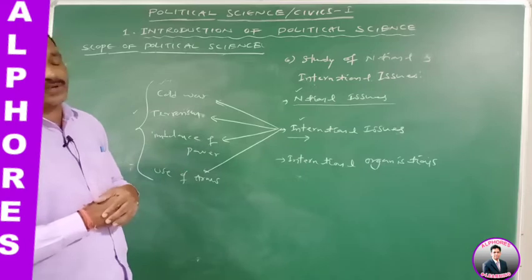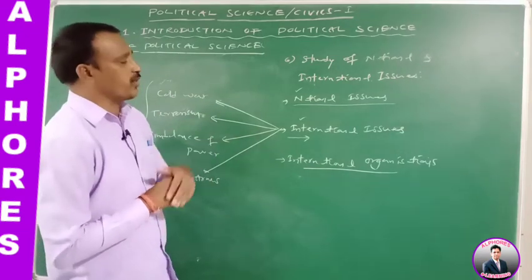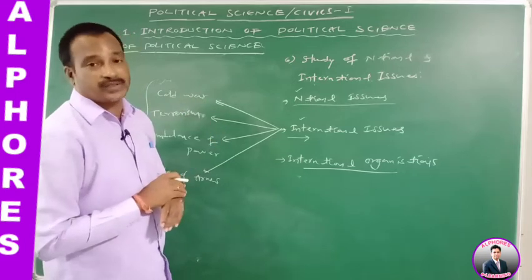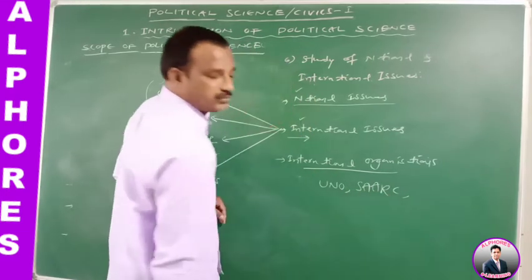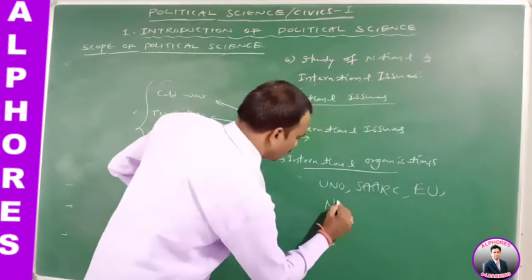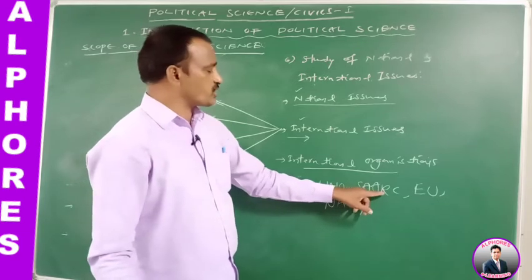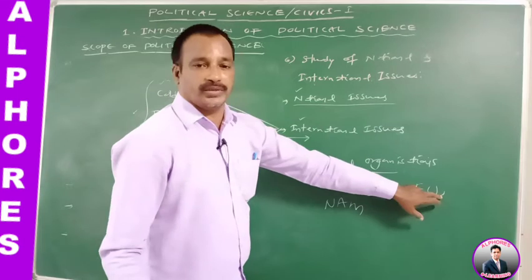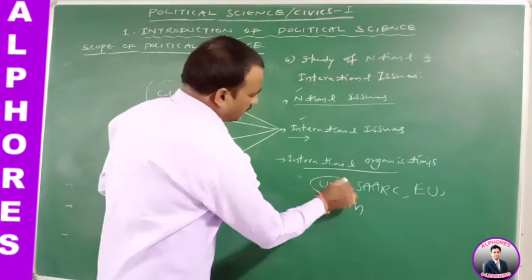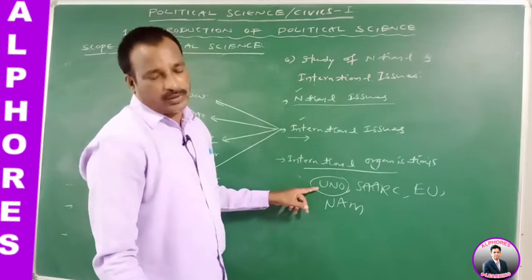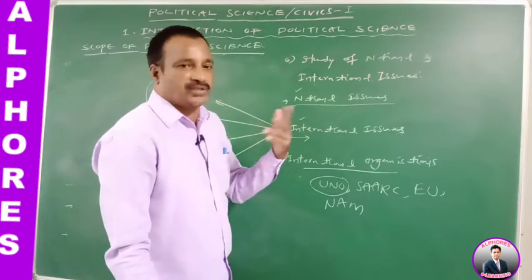Hence, to promote the international peace and security, we set up a number of international organizations. So what are the important international organizations which will promote the international peace and security? Example, UNO, SAARC, EU, NAM: United Nations Organization, South Asian Association for Regional Cooperation, European Union, Non-Aligned Movement, and some of the important agencies of UNO also putting efforts for promoting the international peace and security and promoting coordination and cooperation among the world countries.